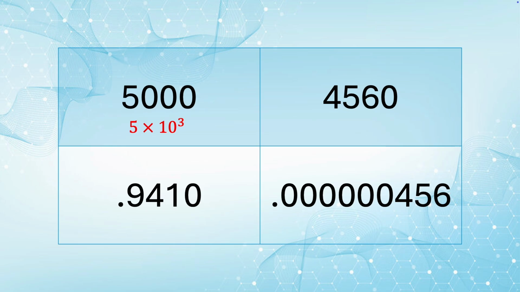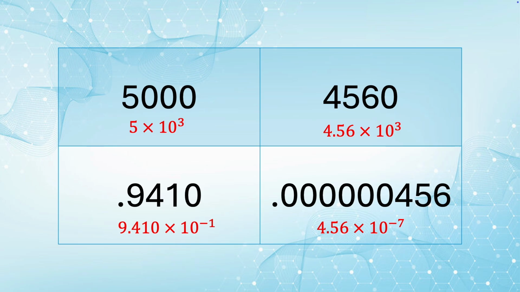4,560 in scientific notation should be 4.56 times 10 to the power of 3. 0.9410 in scientific notation should be 9.410 times 10 to the power of negative 1. 0.000000456 in scientific notation should be 4.56 times 10 to the power of negative 7.